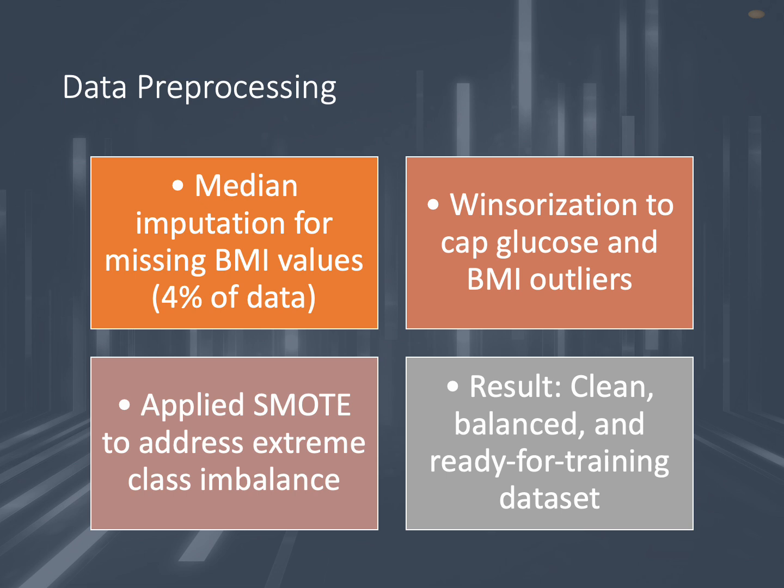Data preprocessing involved cleaning, standardizing, and transforming the raw dataset to prepare it for machine learning. We filled in 201 missing BMI values using median imputation to preserve distribution integrity, treated outliers in glucose and BMI via winsorization, and used SMOTE to balance the dataset due to the small proportion of stroke cases.